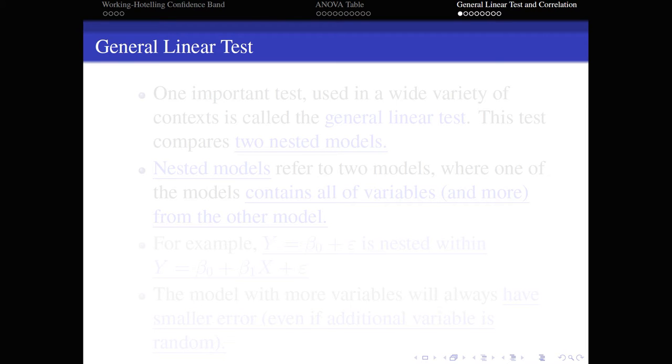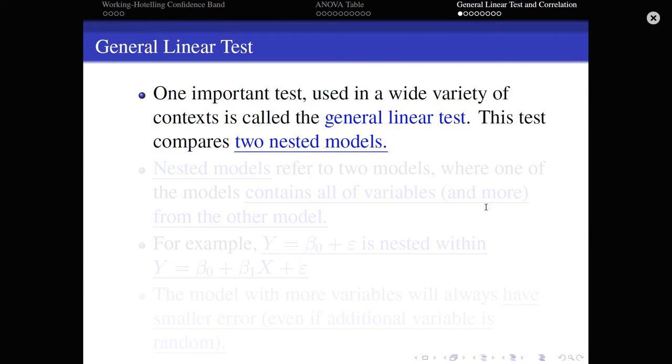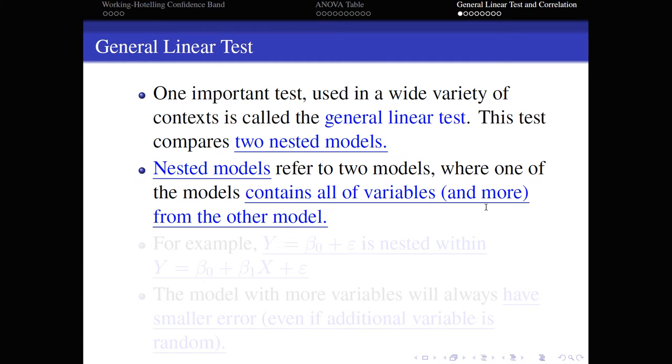In this video, we'll be discussing the general linear f-test, which is an extraordinarily flexible tool that we'll be taking advantage of throughout the rest of the class. So the general linear test involves comparing two what are called nested models. Now, nested models refer to two statistical models where one of the models has all of the variables and more of another one.